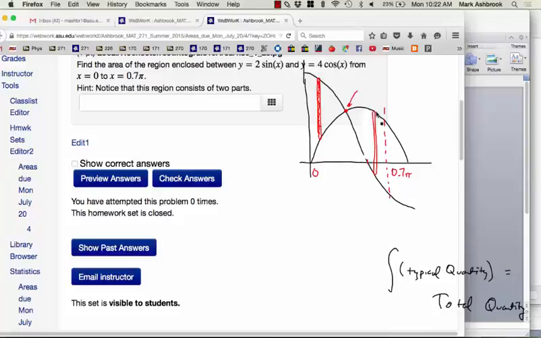Okay, so then this region between the curves is actually two regions. Region 1 and then region 2. That's what you have between the curves. So we're going to have two integrals. We're going to have to find this intersection right here. And we can get that intersection by setting the y values equal. So 2 sine x equals 4 cosine x.